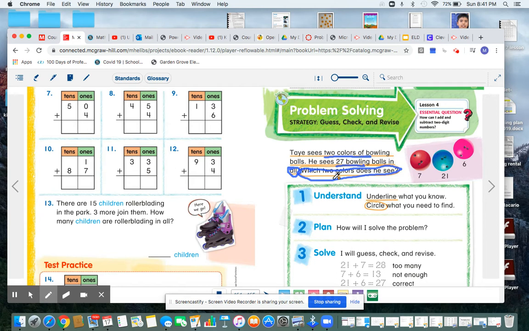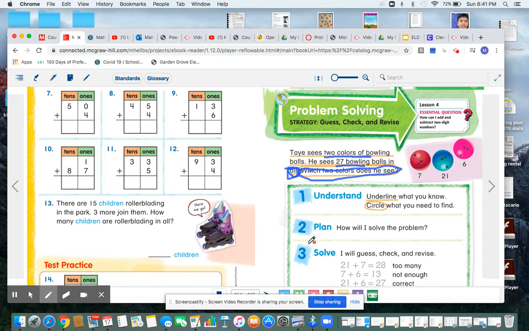And it says 27. So number 1, it says understand. Underline what you know. Circle what you need to find. So we can box the word all. Box the word all. And then circle the question. The question is always going to be circled because that's what we need to answer. Okay. So number 2 is plan.